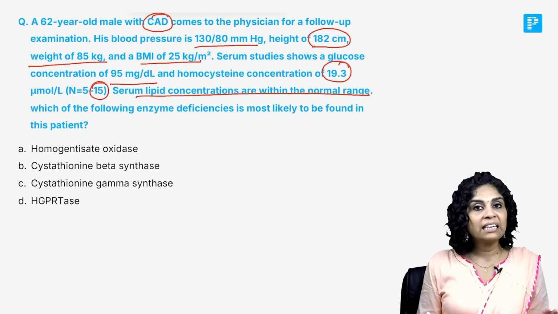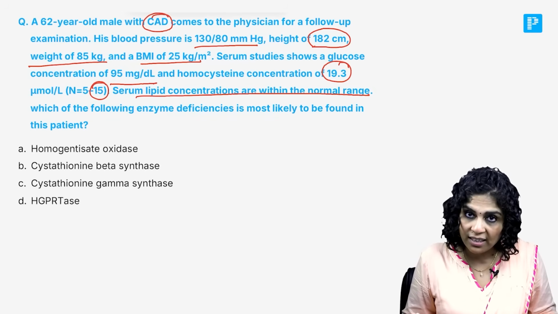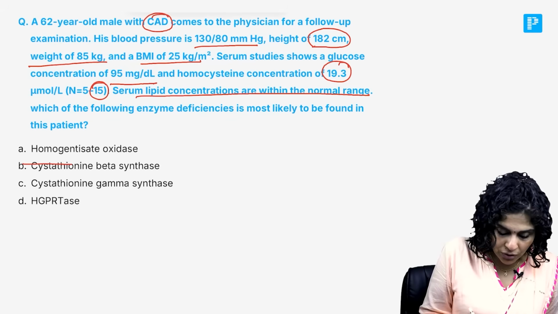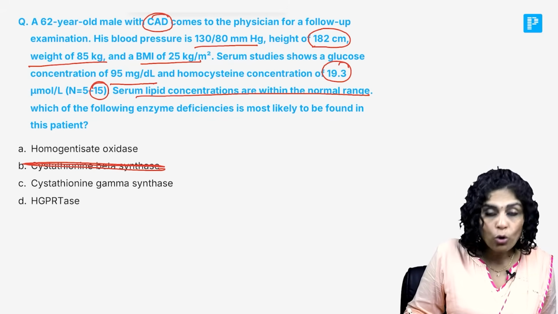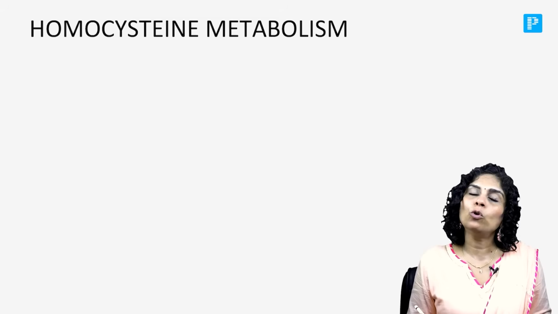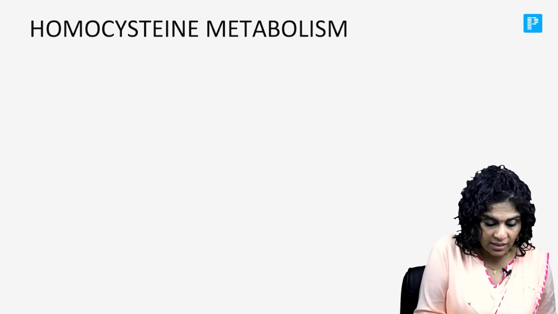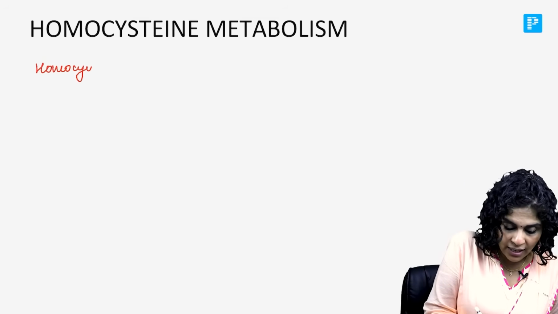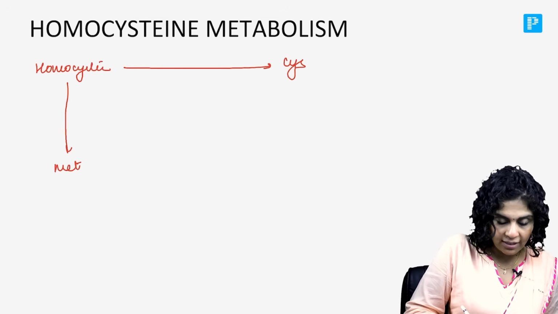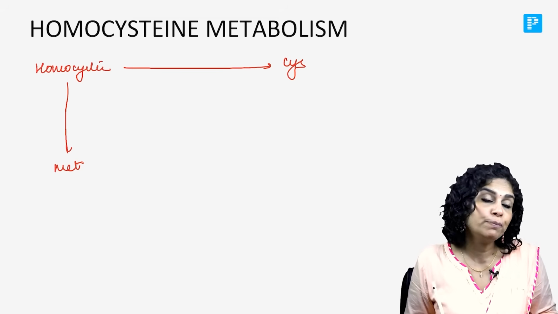They are asking you indirectly which is the cause of hyperhomocystinemia or homocystinuria. The answer is cystathionine beta synthase. Cystathionine beta synthase defect causes type 1 homocystinuria. So let me tell you in short about homocysteine metabolism so that you understand causes of homocystinuria. Homocysteine, a sulfur containing amino acid, either becomes cysteine or it becomes methionine. Logical, right? A sulfur containing amino acid homocysteine either becomes cysteine or it becomes methionine.